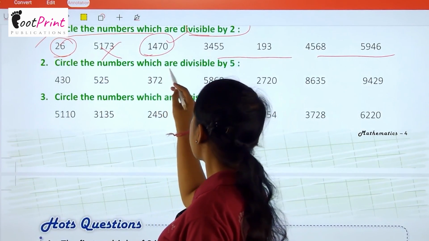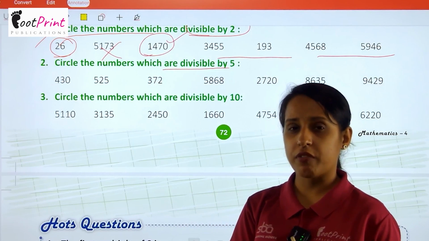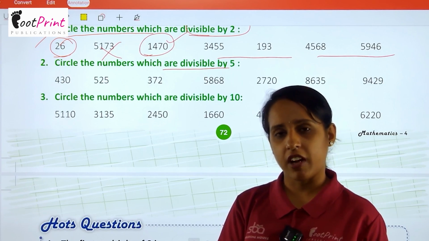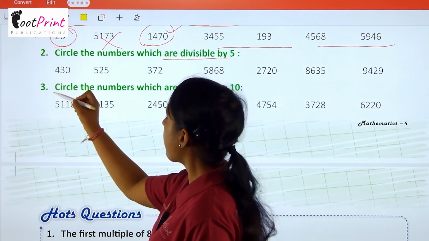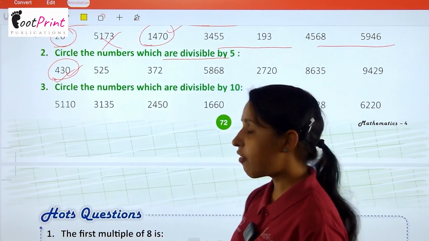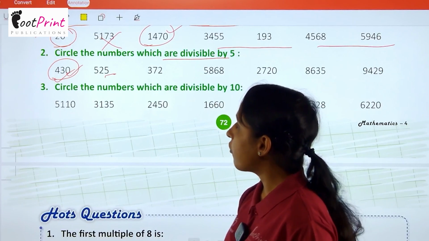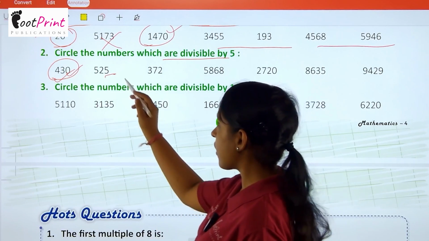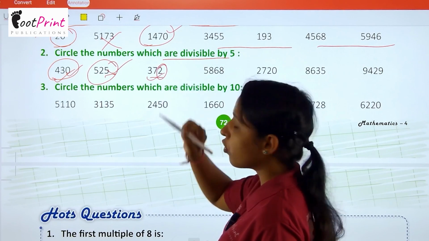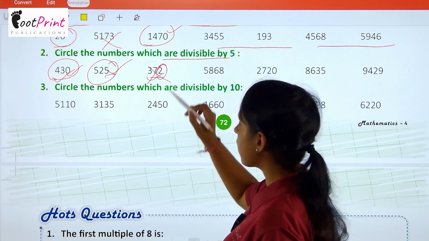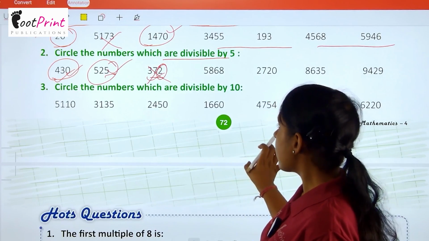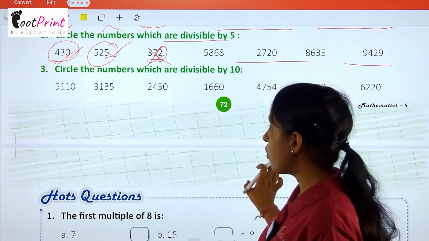Next, circle the numbers which are divisible by 5. As we know, if a number is divisible by 5, it means the number has 0 or 5 at the ones place. So here we will check. 430. At ones place it has 0. It means it is divisible by 5. In this, at ones place it has 5. It means it is also divisible by 5. Here at ones place we have 2, and 2 is not divisible by 5. So 372 is also not divisible by 5. Just like that, you have to do the rest of the parts.